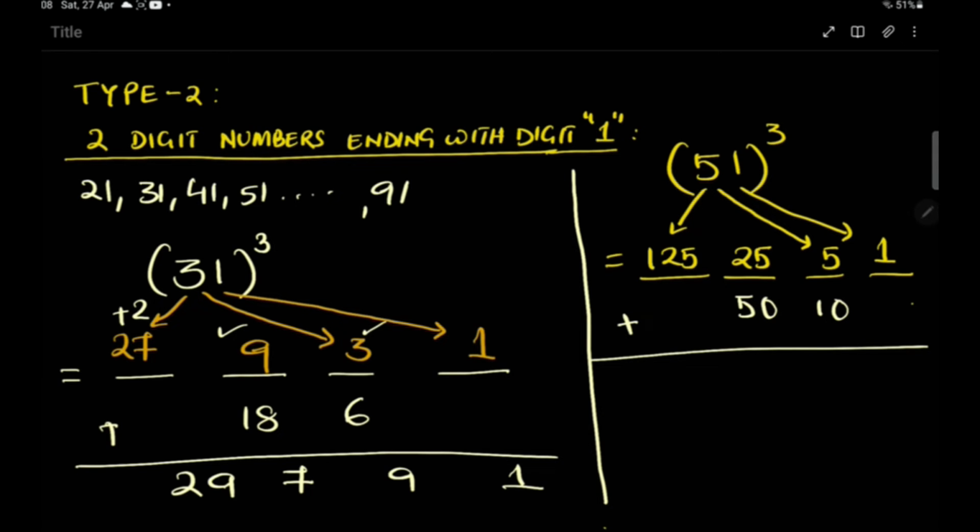As we know, we can only bring one digit below. So here I can write 1. 10 plus 5 is 15. I can write only 5 here. 1 will be carry forward. Here 5 plus 1, 6 plus 0 is 6. And 2 plus 5 is 7. 7 will be carry forward. 125 plus 7 is 132. Hence the answer is 132651.